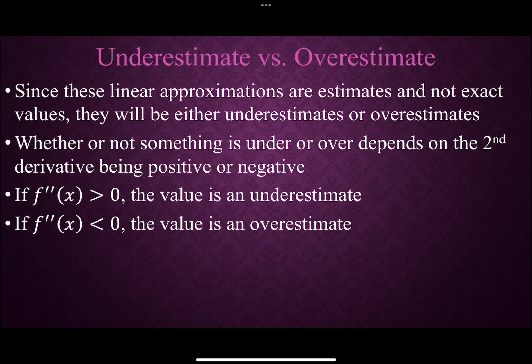Now, because these are approximations, these are estimates, they are not going to be exact. They will either be over or under estimates. How will we know? Well, it depends entirely on whether the second derivative is positive or negative. If the second derivative is positive, this value will always be an underestimate. If the second derivative is negative, then this value will always be an overestimate. Now, they will either come out and tell you directly that the second derivative is positive or negative. They may not come out directly, but they'll give you the function. You can find the second derivative and plug in the value and see whether we're positive or negative.